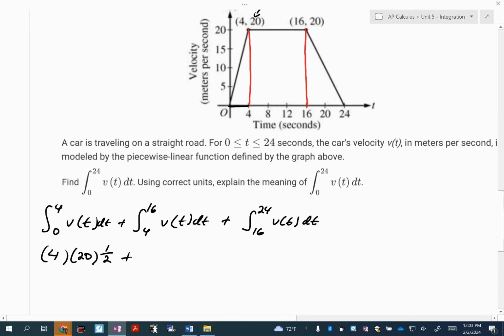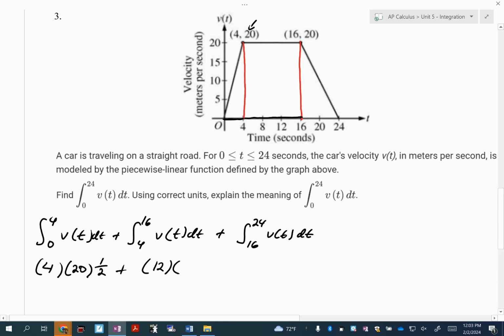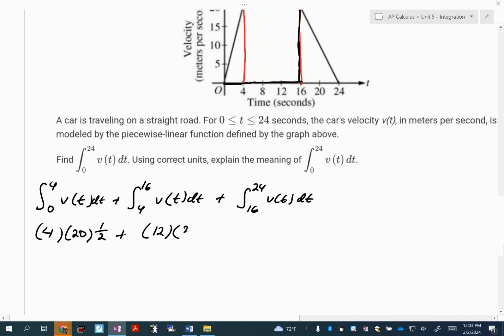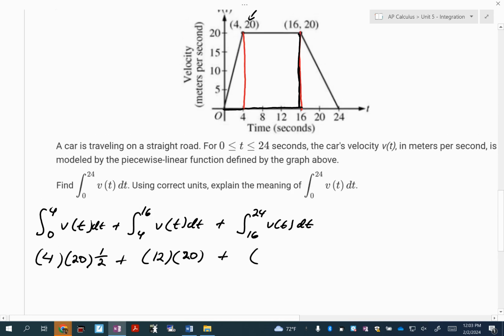Plus, this is just a rectangle. So 4 to 16 is 12 units. And then my height here, or width, is going to be 20 units. Plus my last triangle, my base is 16 to 24, which is 8 units. And then my height is 20 again. But don't forget to multiply it by a half or divide by 2.